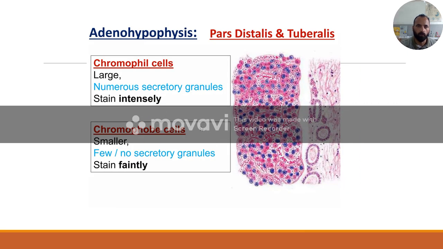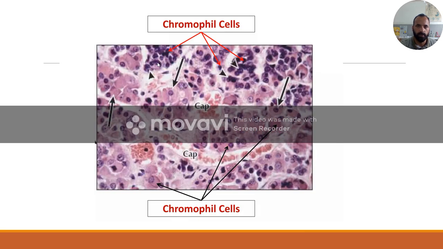The chromophil cells usually are larger in number. So these bluish and pinkish cells are larger in number, abundantly present, and they stain intensely. In the case of the chromophobe cells, they are smaller. You can find here in the arrow a smaller cell with few secretory granules in the cytoplasm, and they stain very faintly. These are examples of chromophil cells. You can see deeply stained cells. CAP is the capillaries; you can see the capillaries here.